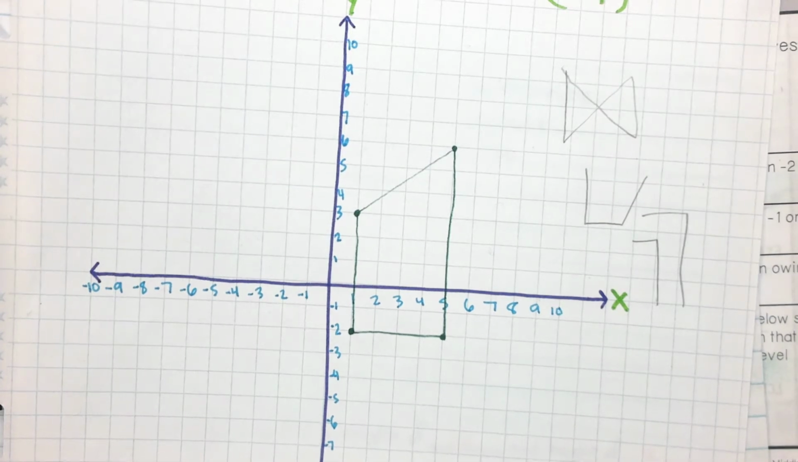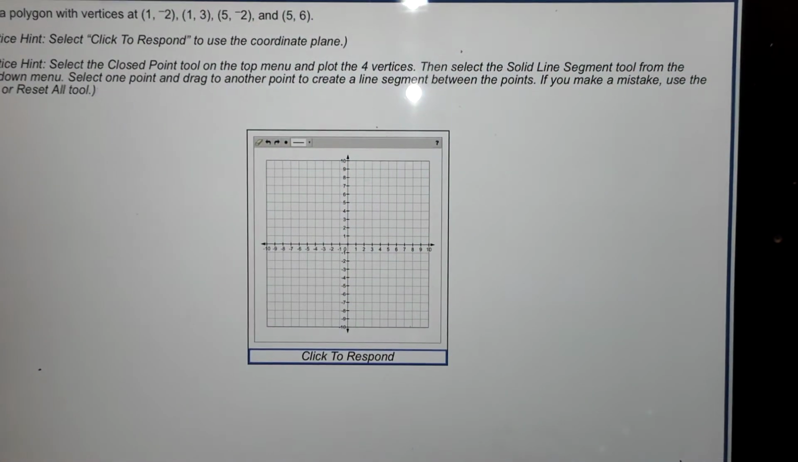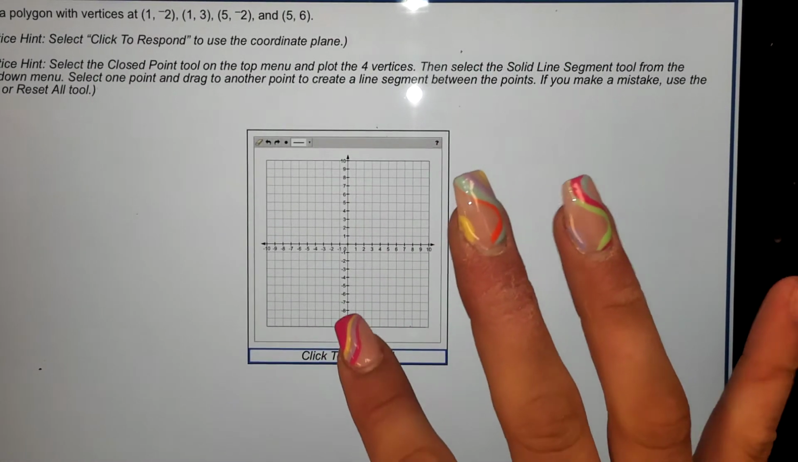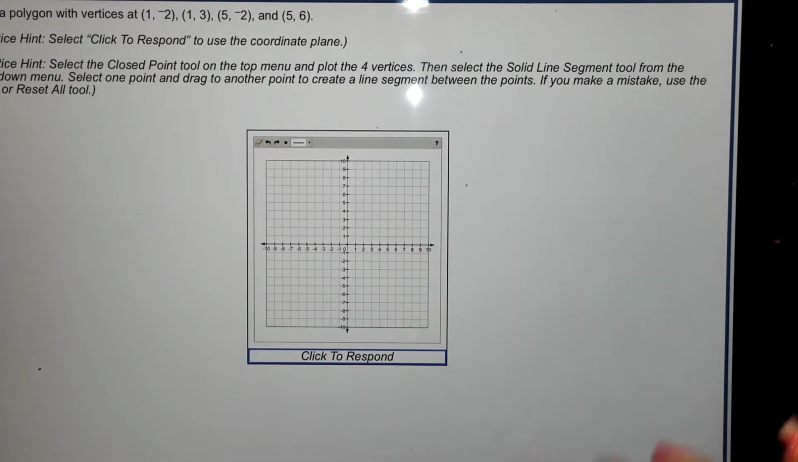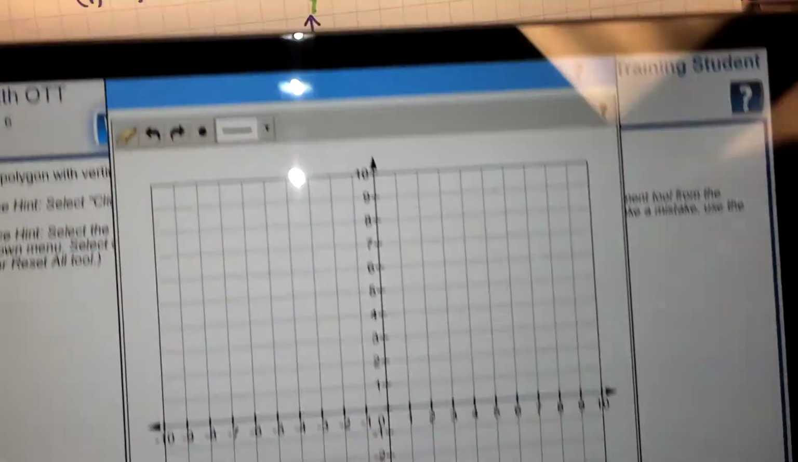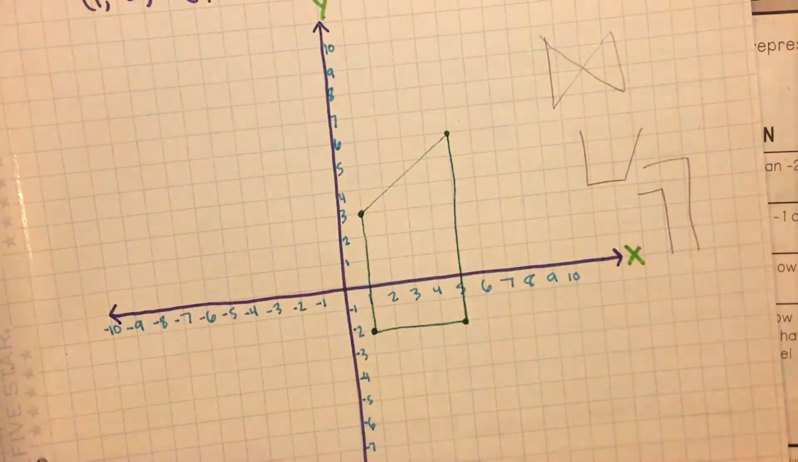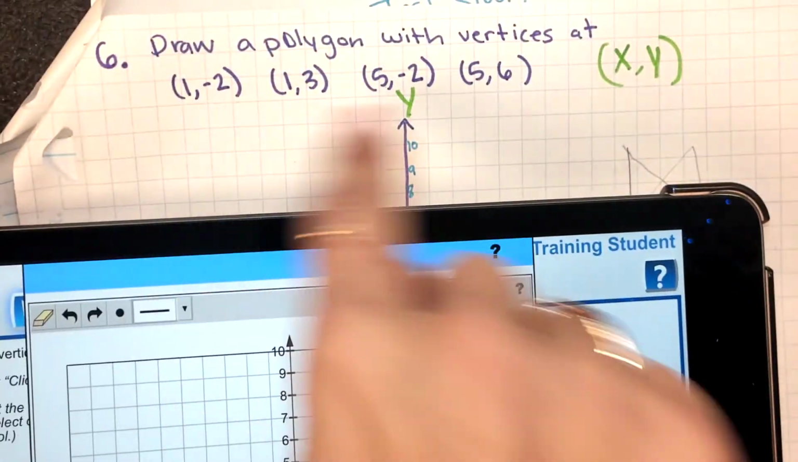Now, here's the hard part, actually putting it on here. I want to make sure everybody knows how to do this because you might have written it on your paper right and not typed it in the computer right. So you press click to respond. Since you can't see them while you're graphing, I wrote them on my paper so that I can see what I'm graphing.